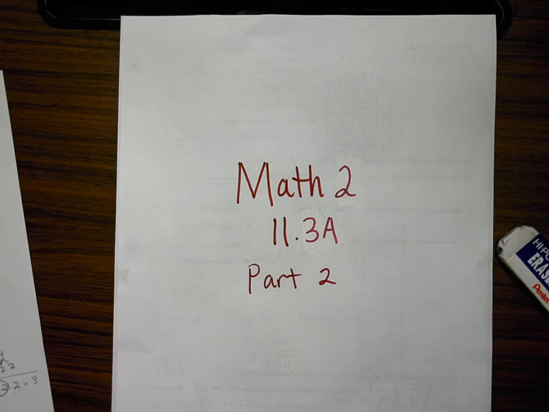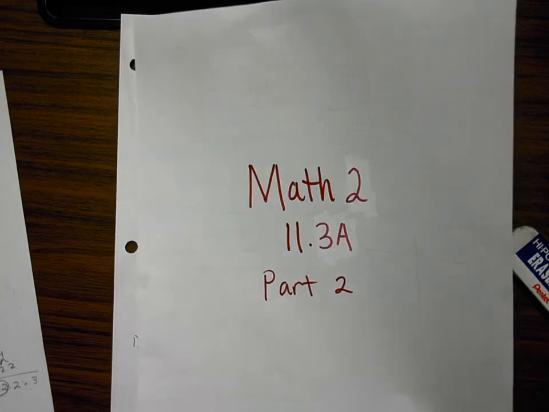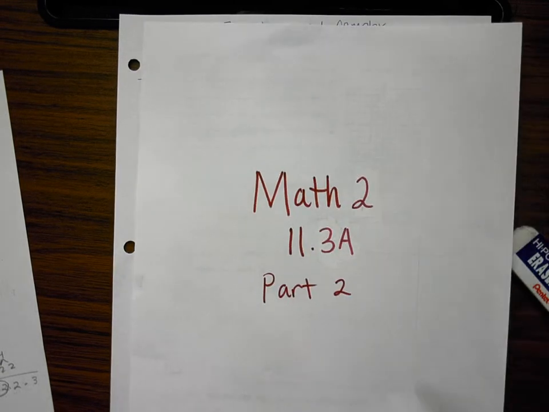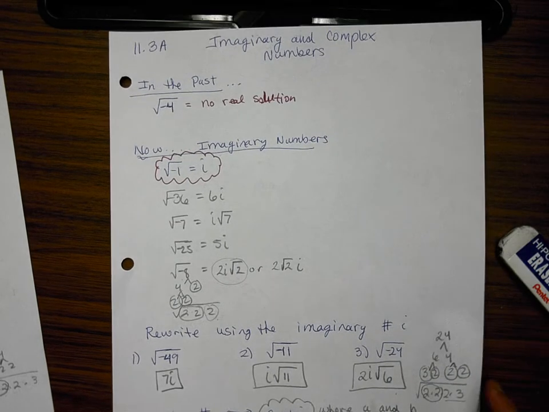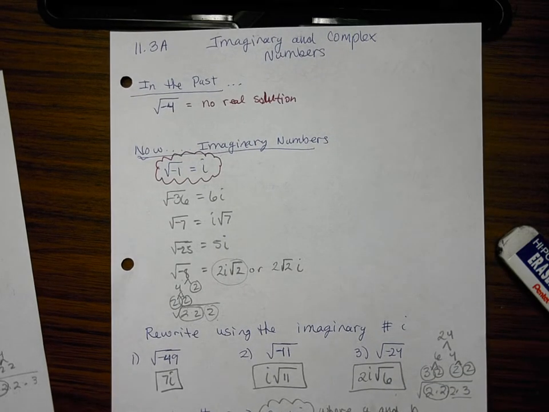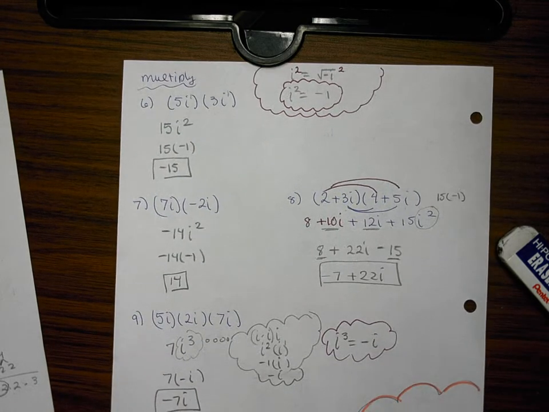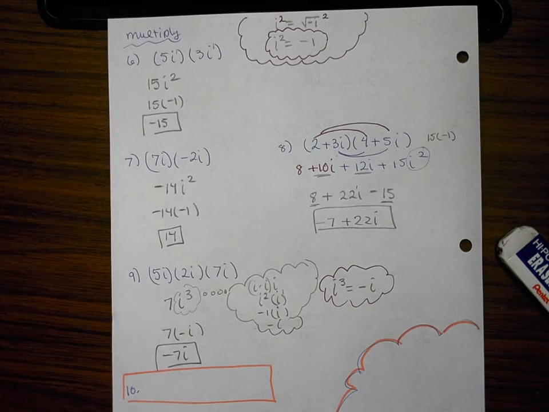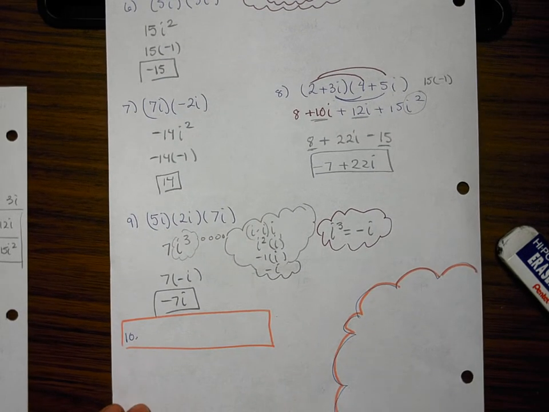This is Math 2, 11.3a Notes, Part 2. That's Math 2, Unit 11, Lesson 3a, Part 2. So we're finishing off the notes that we did for 3a. We talked about imaginary and complex numbers, went through all these problems, went to the back page, worked out some more, and I told you guys I would finish number 10 and then give you the little tools to use.